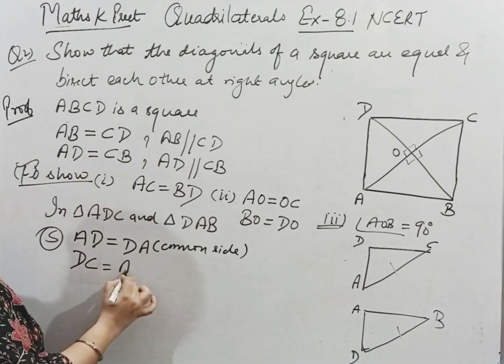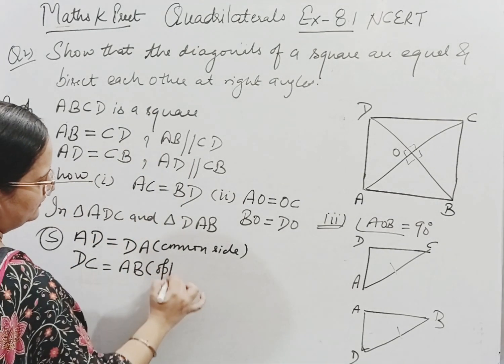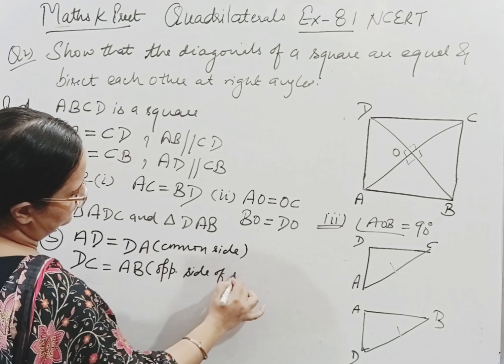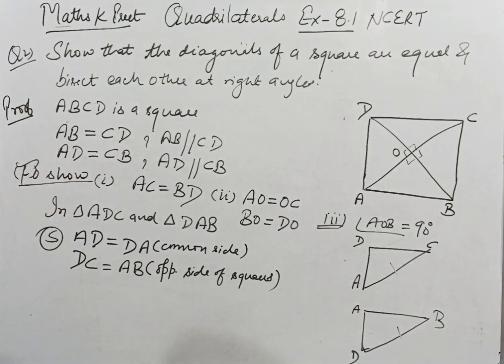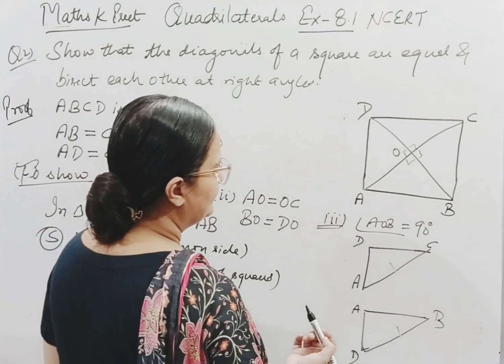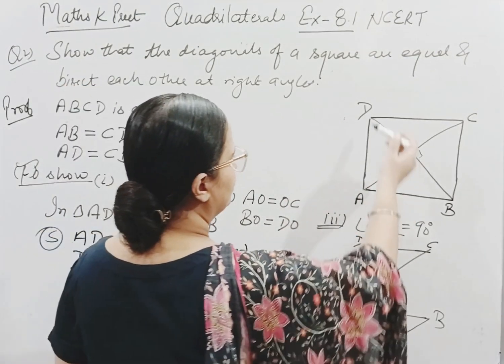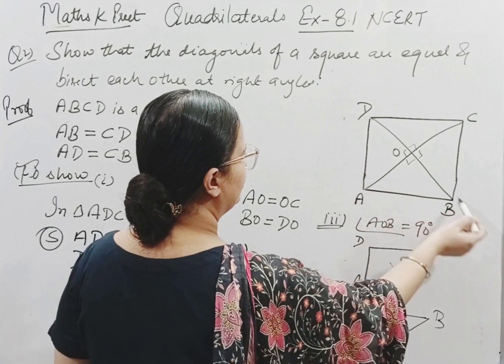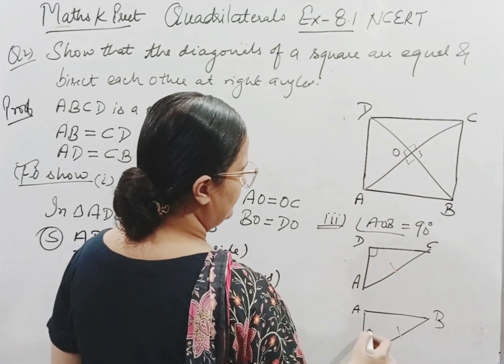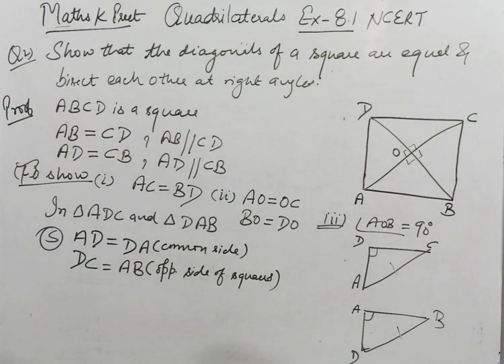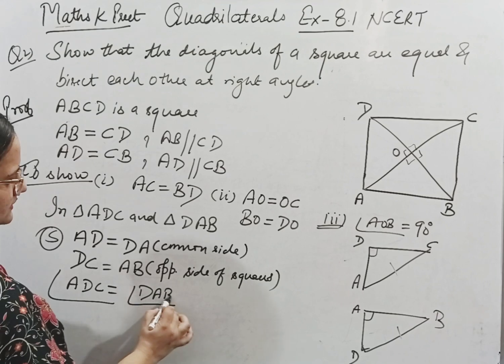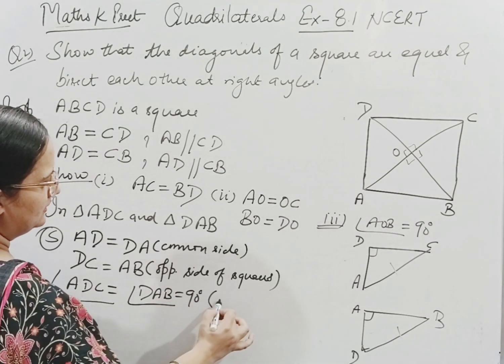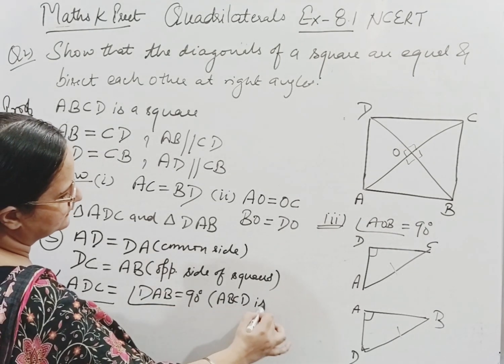Why? Because this is a square. So a pair of opposite sides of a square. What else? If this was my triangle and this is my second triangle, here this angle will be equal to this angle of 90 degrees according to the definition of the square. So angle ADC is equal to angle DAB is equal to 90 degrees. Why? Because ABCD is a square.